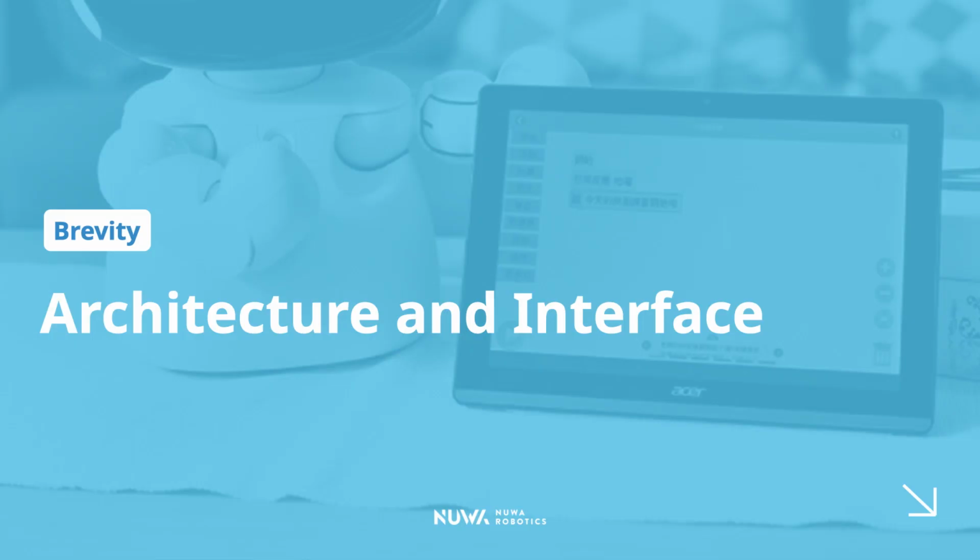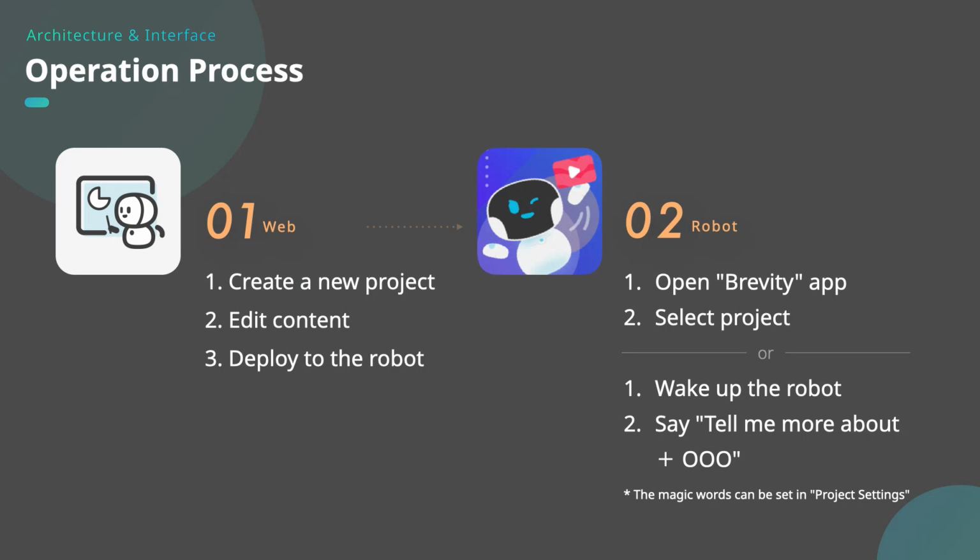Chapter 2, Architecture and Interface. Regarding the operation process, we start by creating a new project on the website, then edit content and deploy it to the robot. After deployment, open the Brevity app on the robot and select the project to begin the interaction. Alternatively, the robot can be awakened and commanded to start the project using the magic words.